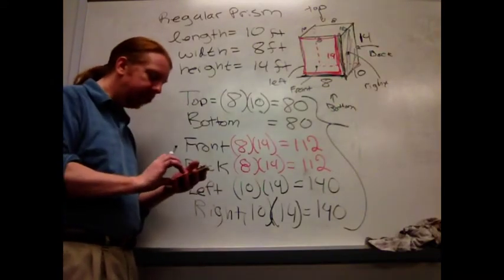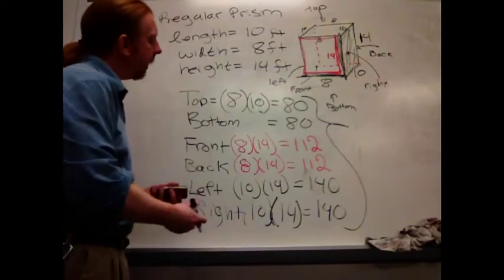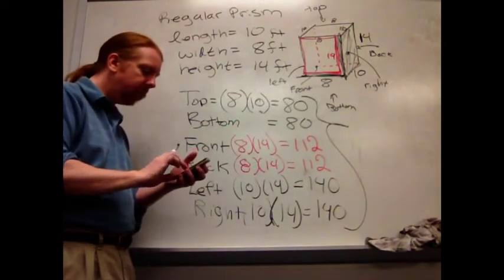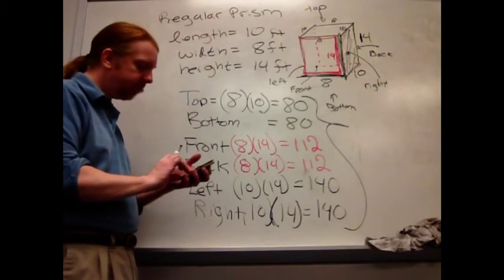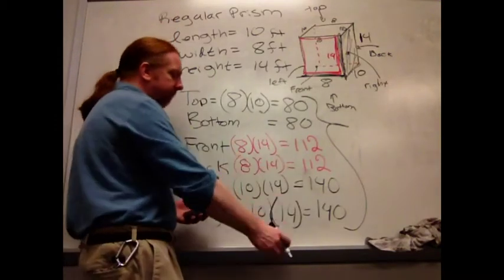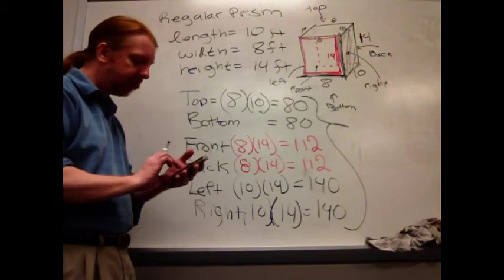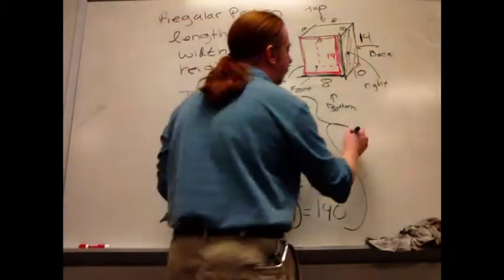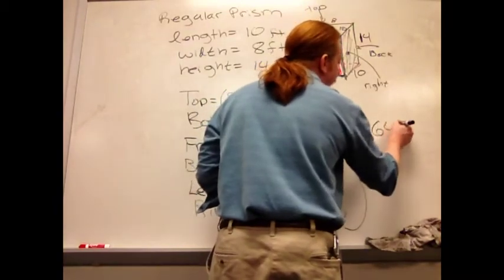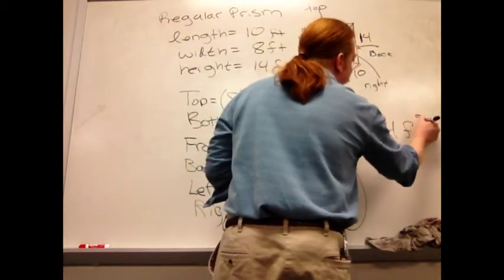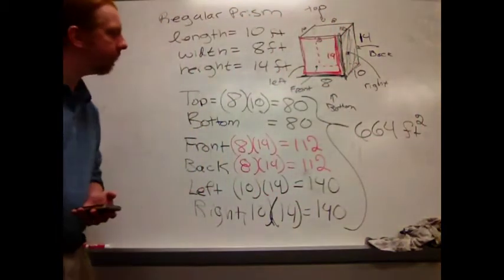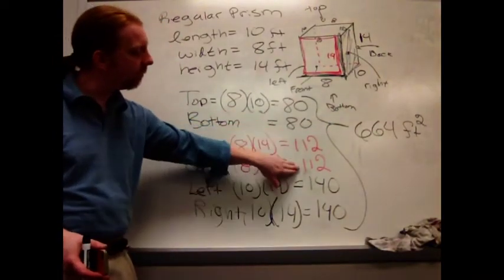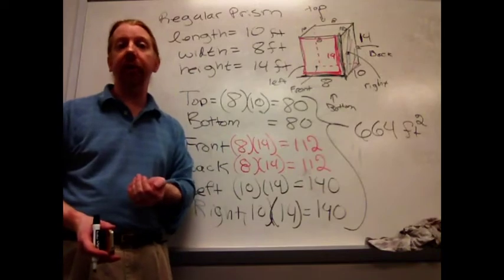I do 80 plus 80, so that's the top and bottom, plus 112, plus another 112. That gets me down to the front and the back, and then I have to add in my left and right. So I add 140 and another 140. My final answer is 664 square feet. And I got to that answer simply by adding all 6 of these areas together.